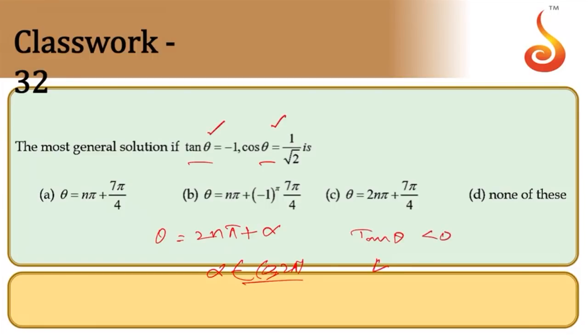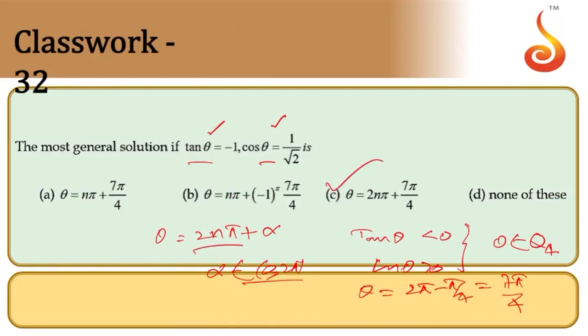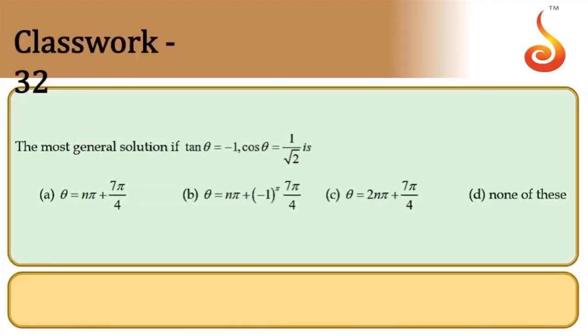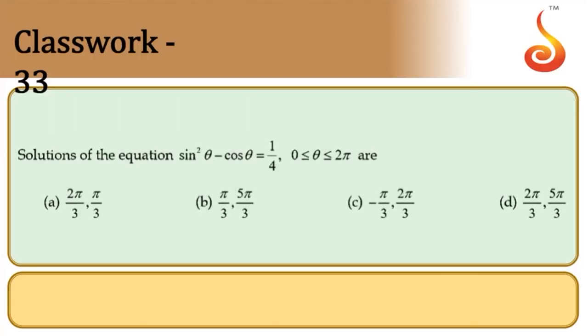So tan is negative and cos is positive. So tan theta is negative and cos theta is positive, means therefore theta belongs to the fourth quadrant. In the fourth quadrant, therefore theta is equal to 2 pi minus pi by 4, which is nothing but 7 pi by 4 plus 2n pi. So the answer is equal to this one. So the answer for 32 is 2n pi plus 7 pi by 4.